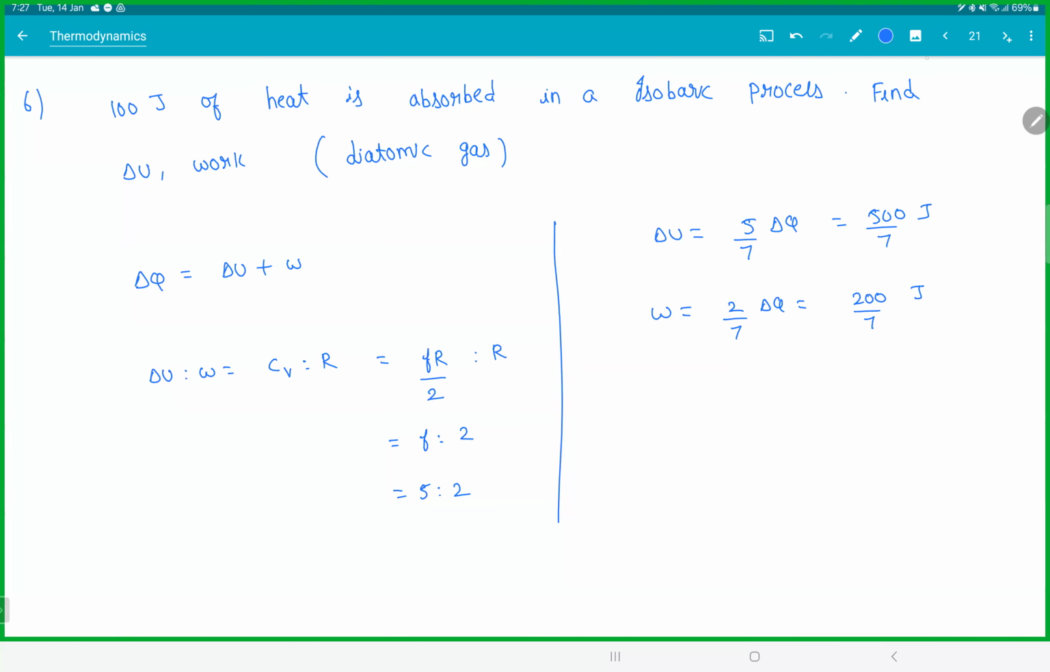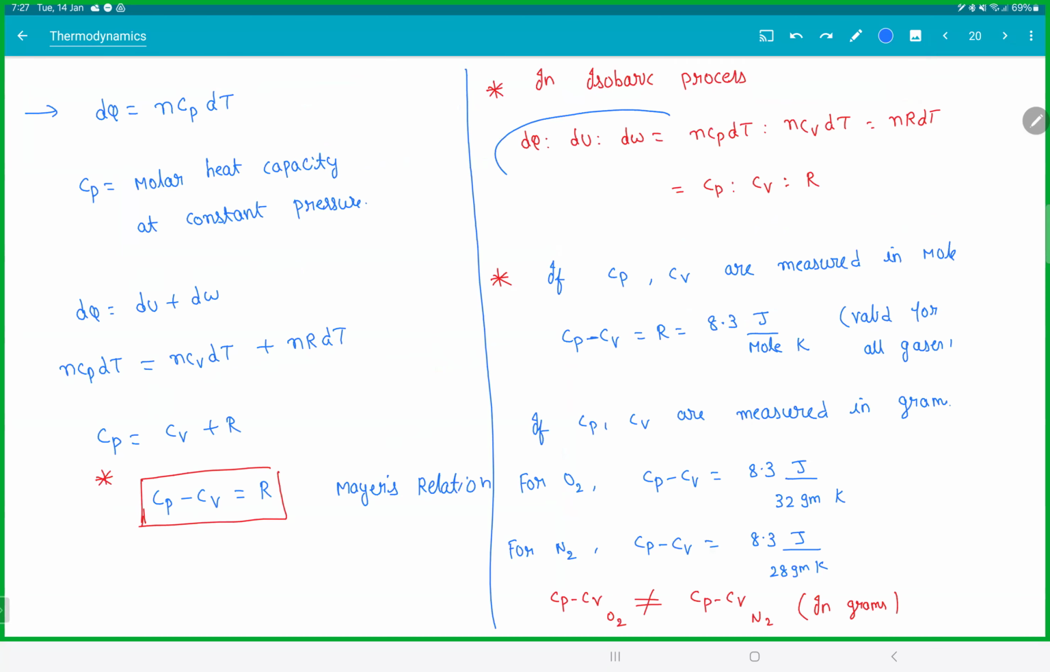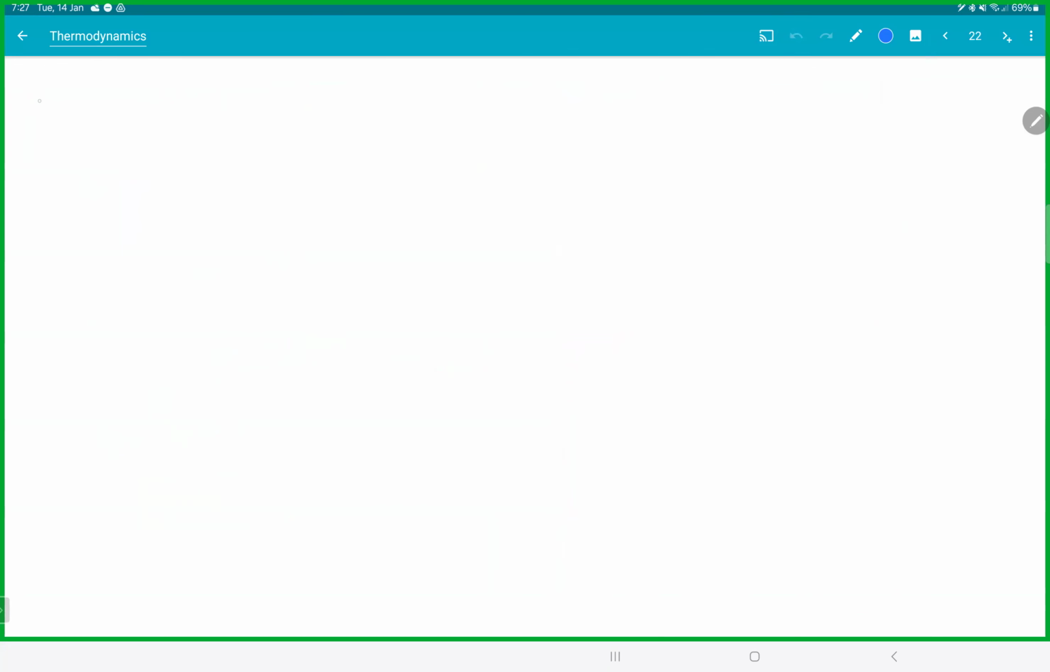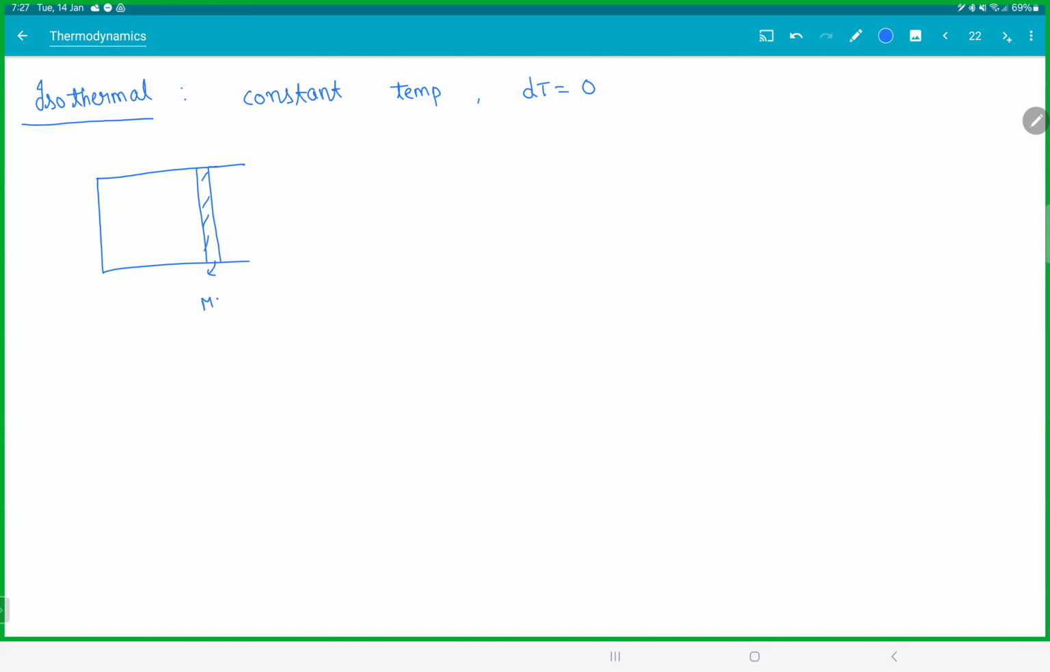Any doubts on that? This is quite a good result, but I'll show you an even more powerful result. That is valid only for isobaric, but we can get a result for something more. The next one is the isothermal process. Constant temperature, dT is 0. How do we create this? We take a vessel. We take a movable conducting piston.